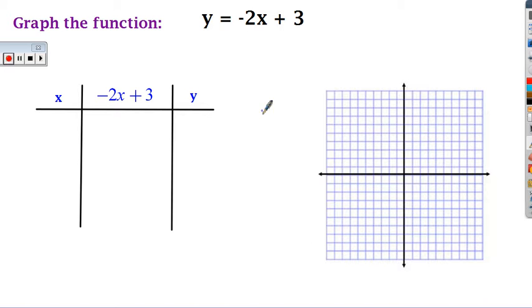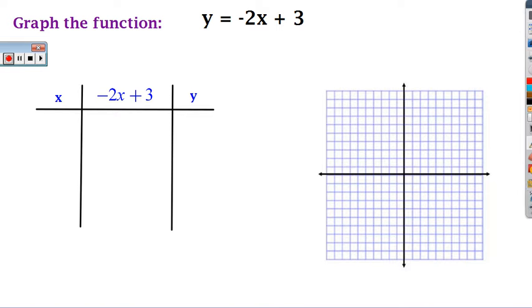So y equals -2x plus 3. Do I have a fraction or a whole number coefficient? Hopefully you said whole number, so that means we're using -2, -1, 0, 1, and 2. Again, pause the video, try the example, and then check back when you are done with the table and the graph.